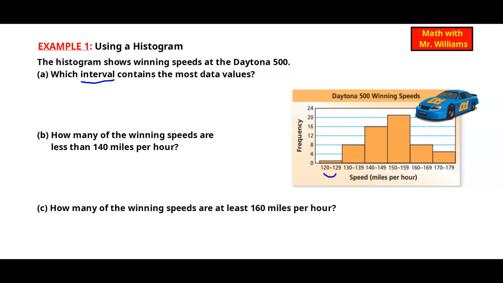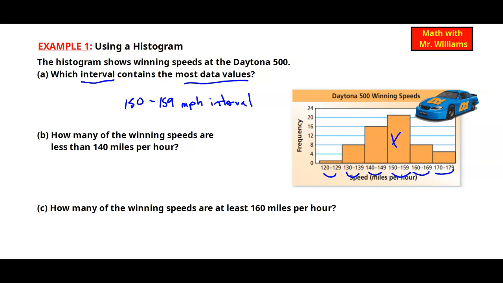Intervals are these numbers. So we have 120 to 129, 130 to 139, 140 to 149, 150 to 159, 160, and so on. Okay, those are intervals. Which interval contains the most data values? Well, the interval with the tallest bar contains the most data values. So the 150 to 159 miles per hour interval contains the most data values.